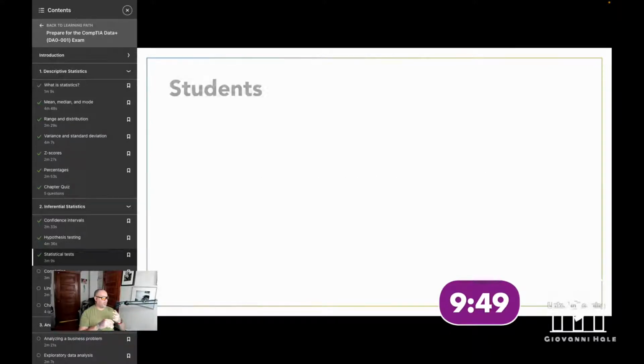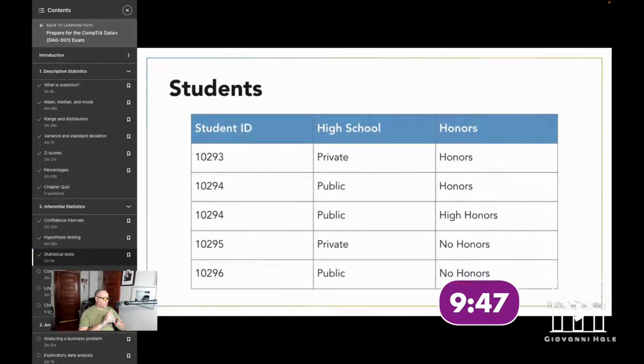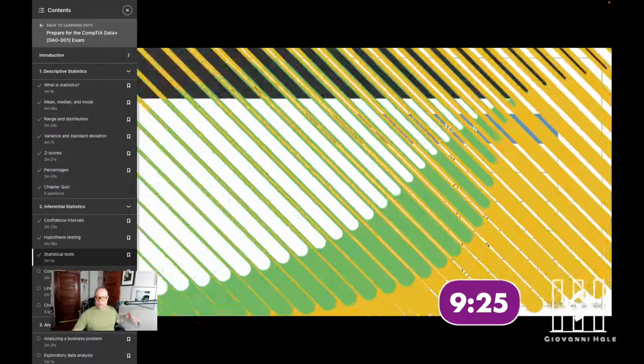Suppose that we have a data set about students at a statistical university, and it includes information about whether each student attended a public or private high school, and whether they earned no honors, honors, or high honors in college. We might want to know whether there's an association between the type of high school that each student attended and their honors performance in college. These are both categorical variables, so a chi-square test is appropriate.